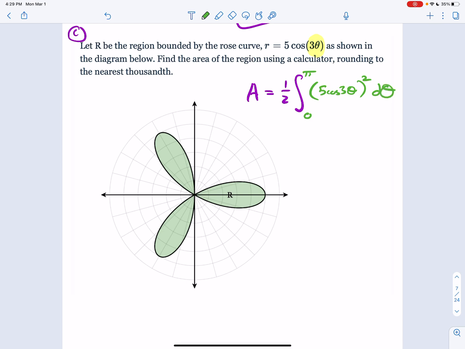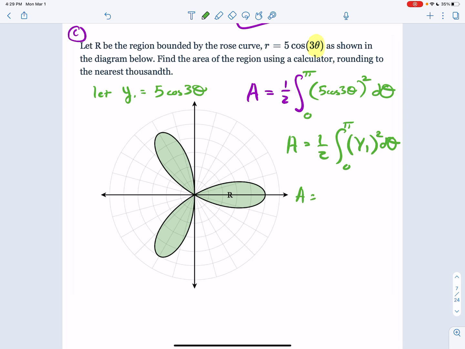Okay? Now, if you're going to use y1, if you're going to write it out, you can, but you have to declare it, especially on the AP exam. So let y1 represent 5 cosine 3 theta. So that way we could write it like this. A equals 1/2 integral 0 to pi of y1 squared d theta.